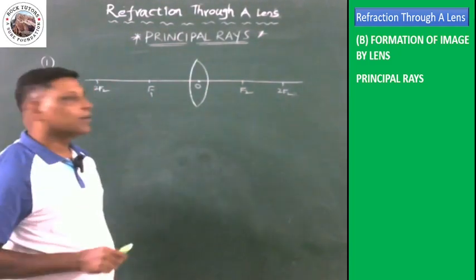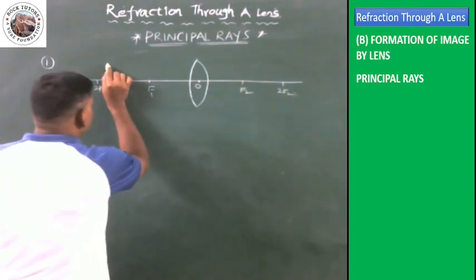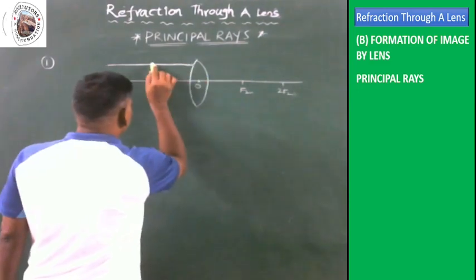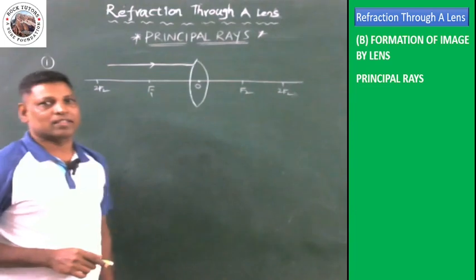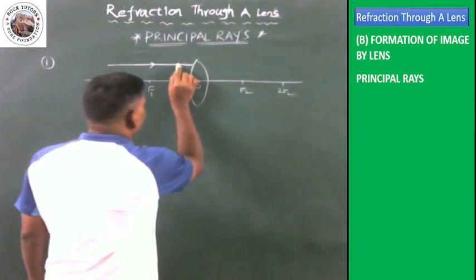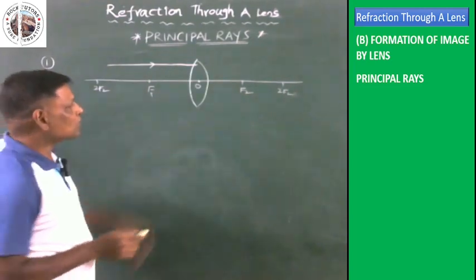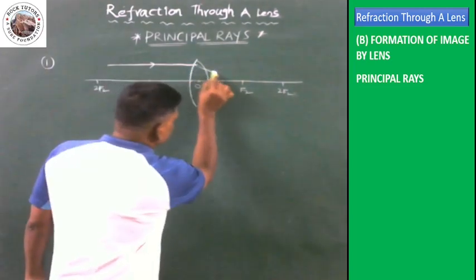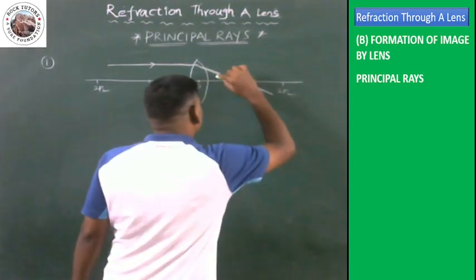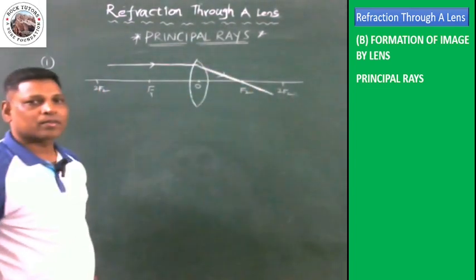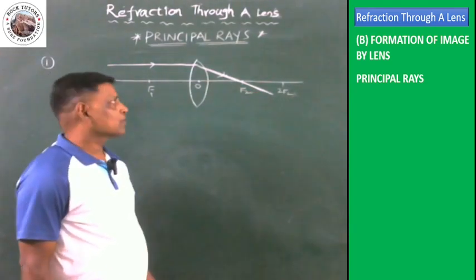If a ray is incident on the lens parallel to the principal axis, you know that after refraction it will pass through the focus. This is the focus.